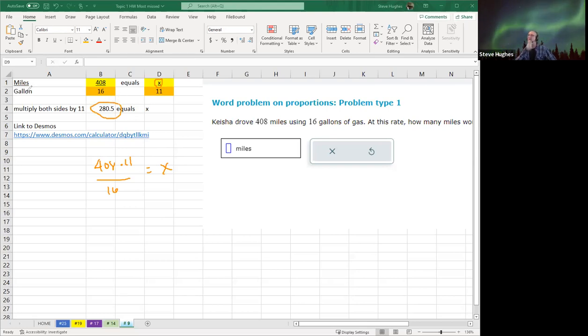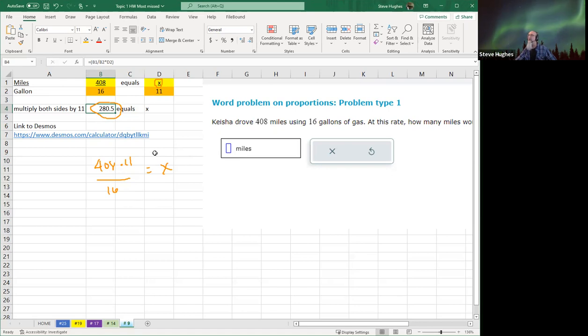If you want to see the work that I've done with that in Excel, watch here. Just click on the cell and you can see I put in B1, which is the 408, divided by B2, which is the 16, times D2, which is the 11. And the answer is 280.5. You can then drop that in your answer box and you guys are good to go.